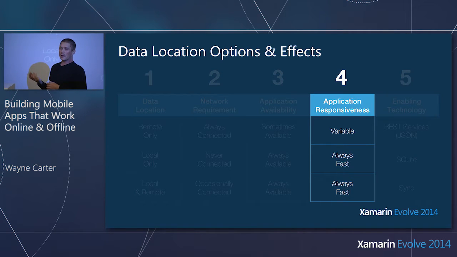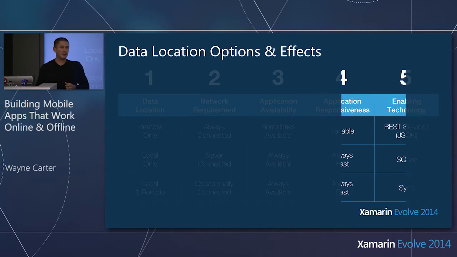The local-only strategy never uses the network to access its data. It's always local, so it produces a consistently fast experience. And then, like that, the hybrid strategy also has its data always local, so it can consistently produce a fast experience. And the last column here is just the typical enabling technologies.